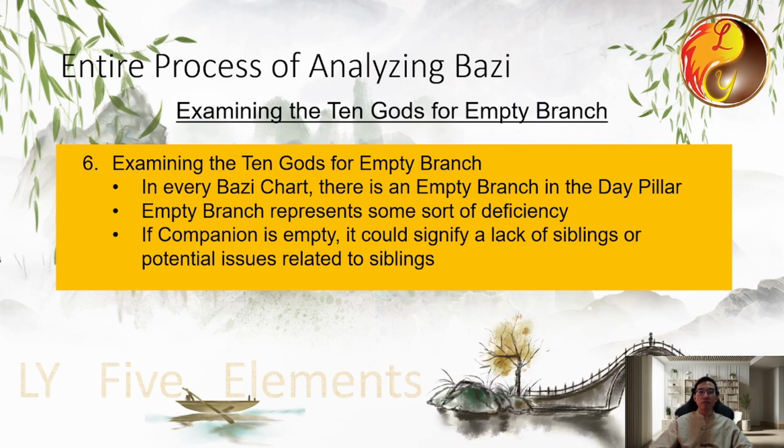The sixth step involves examining the 10 gods associated with the empty branch in the day pillar. What does this mean? Well, in every Bazi chart, if we randomly pick one, we'll find an empty branch in the day pillar. This empty branch represents some sort of deficiency. For instance, if it's the companion that is empty, it could signify a lack of siblings or potential issues related to siblings.